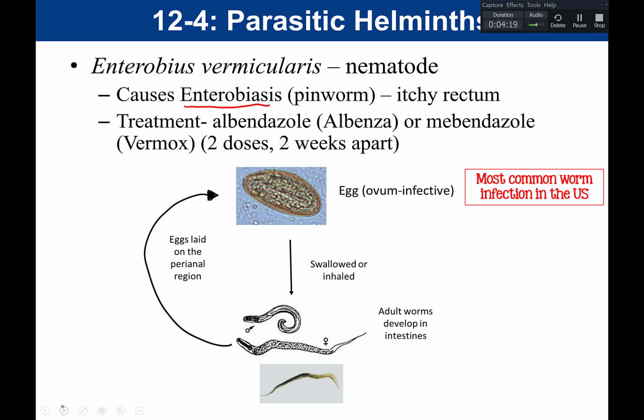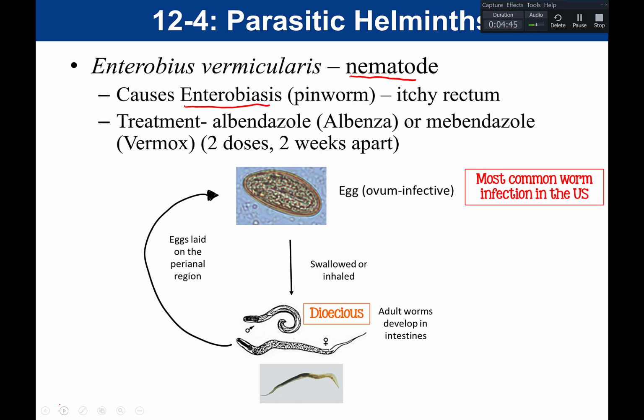In terms of its classification, Enterobius is a nematode, which remember means that it's a roundworm. You'll notice if you look down here, these are the adults. Notice there are two adults. One is male and one is female. So this worm is going to be dioecious. It has separate male and female worms.